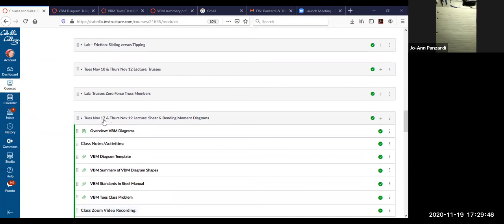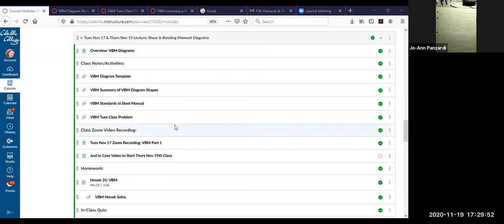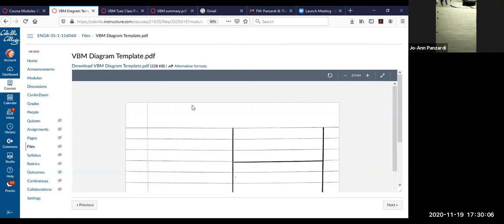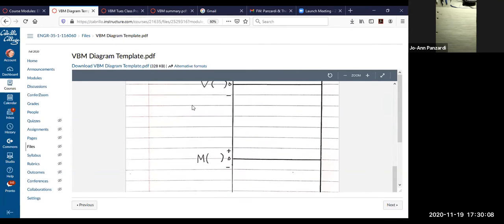Okay, so I'm in our Tuesday, November 17th lecture, which is on shear and bending moment diagrams. We're going to go over the overview in a little bit, but I wanted to point out some things that are posted. One is the shear and bending moment diagram template, and let me just pull it up. I have it opened already. Can everybody see it?